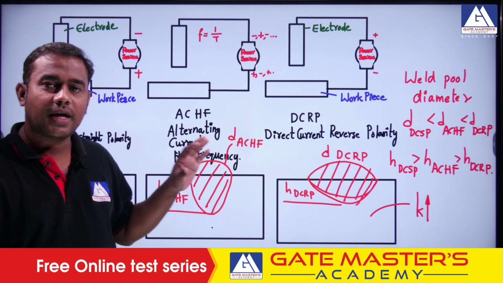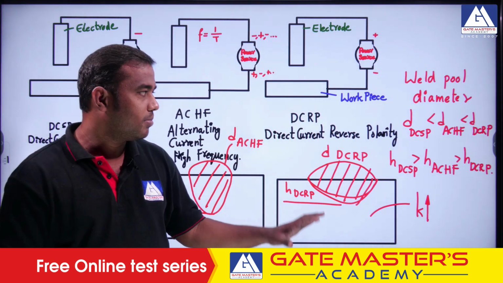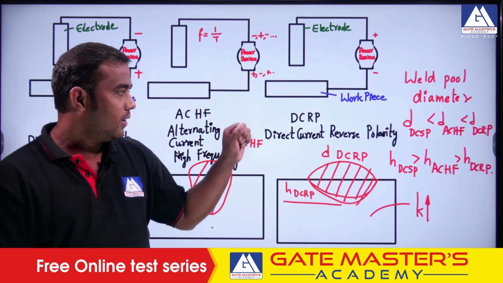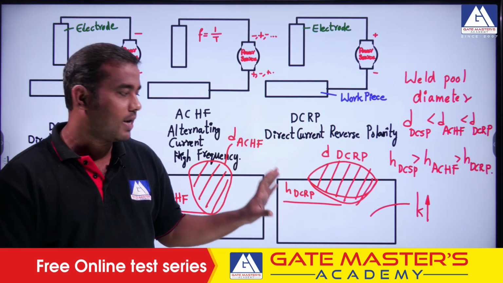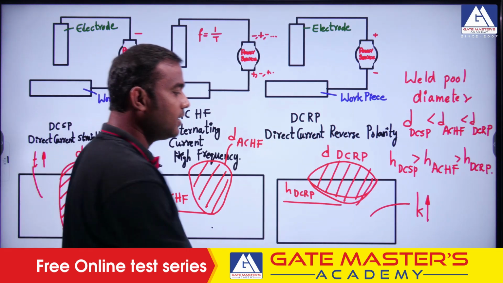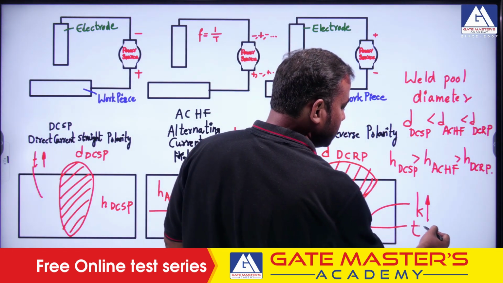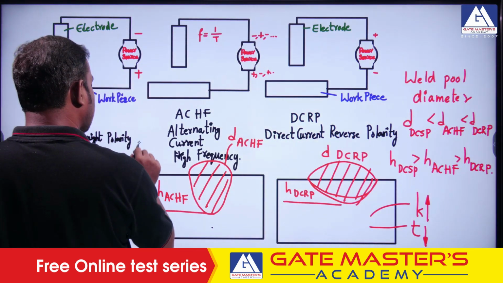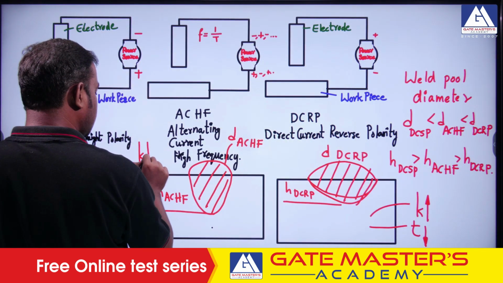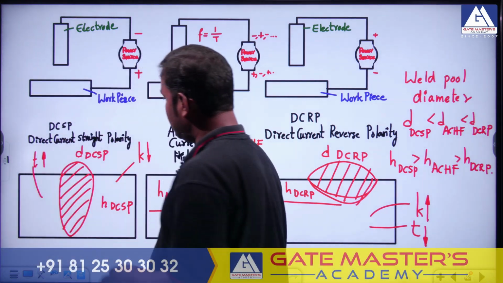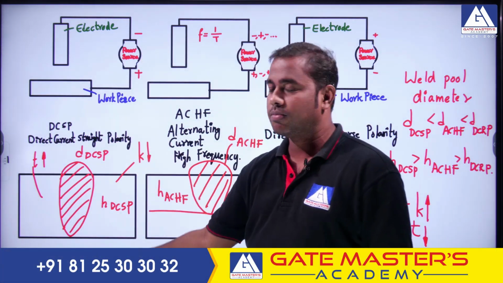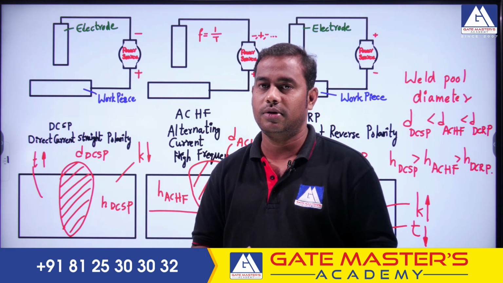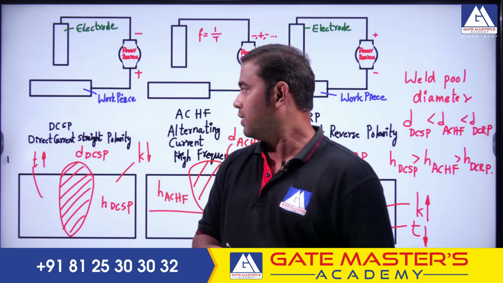If the material has high thermal conductivity, we have no other option than to go for DCRP, and in DCRP we cannot go for high thickness. The thickness is very small here. High thermal conductivity materials can't be done with straight polarity, because by then the heat has already propagated, so the heat dissipation will not take place in a proper fashion. So that's the only difference.